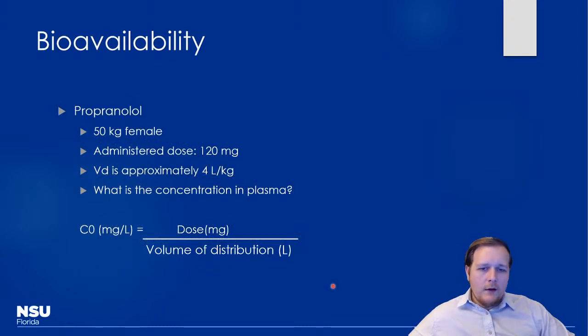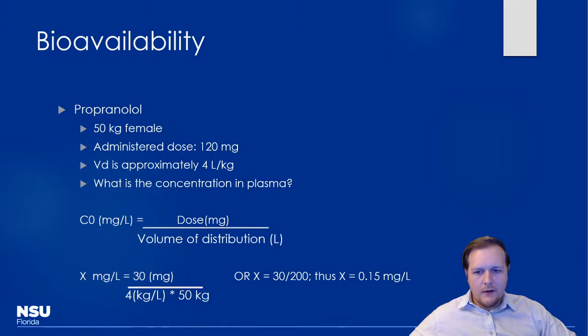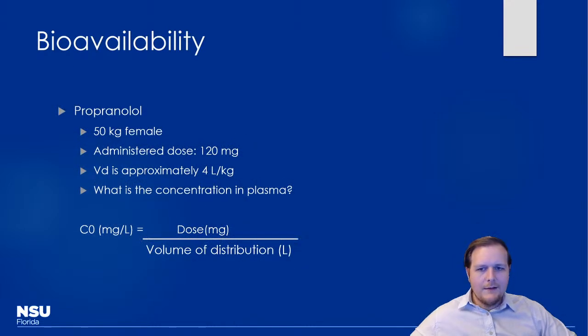So let's say we want to do a different patient, right? Let's say we have a 50 kilogram female we're dealing with now, and we want to administer 120 milligrams to her. And her volume of distribution is approximately 4 liters per kilogram, right? Which was what we got from that last problem. So what would her apparent concentration be in the plasma? What could be her estimated concentration? And again, if you look in the notes section, I believe I put all the information in terms of how to figure this out if I don't put it on the slide itself.